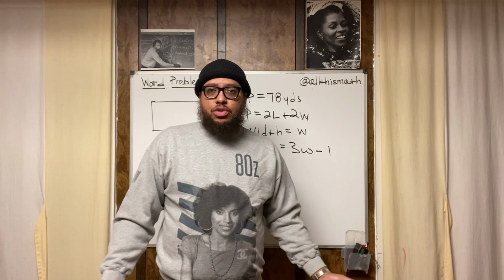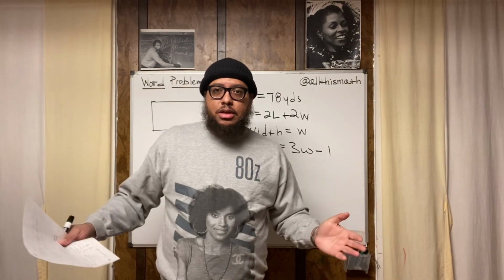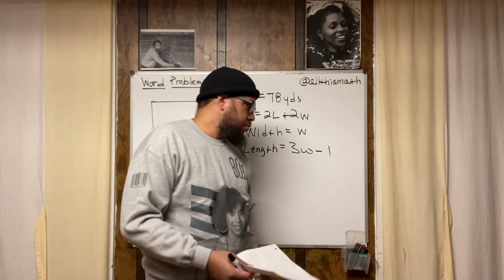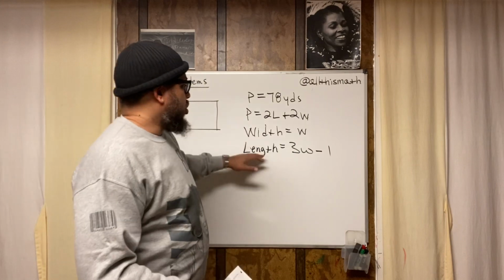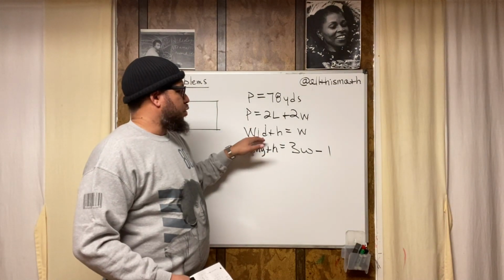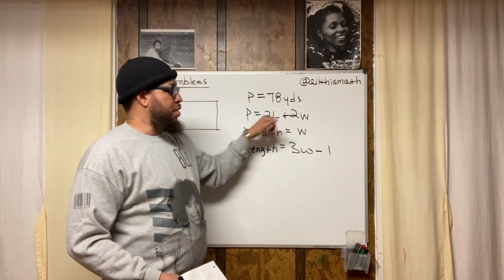Because in certain situations, the same word spelled the same exact way could mean 10 different things. And we see that all the time. Math is the same way. So now, we know what the length is represented by, 3W minus 1. We know what the width is represented by, W. We also got a formula for perimeter.